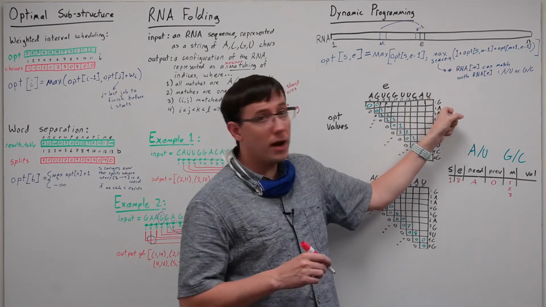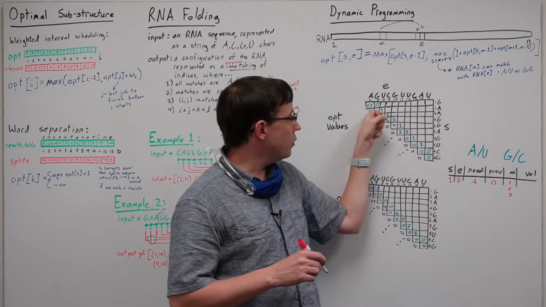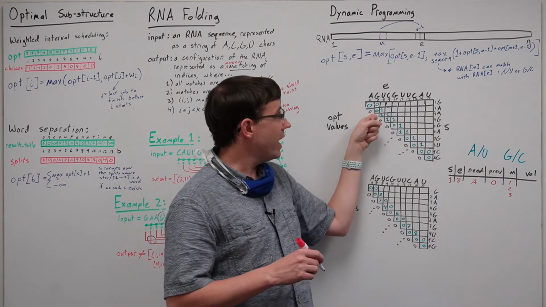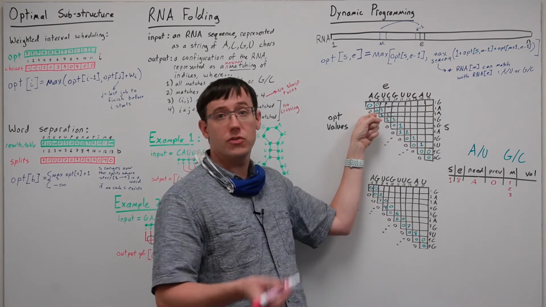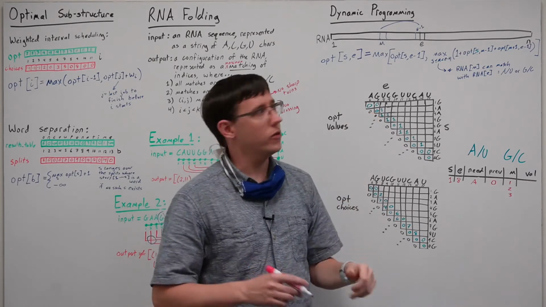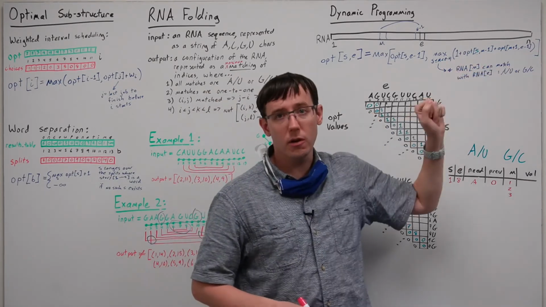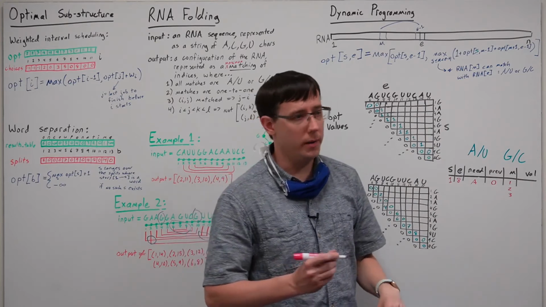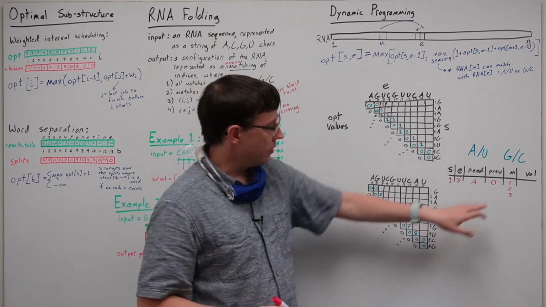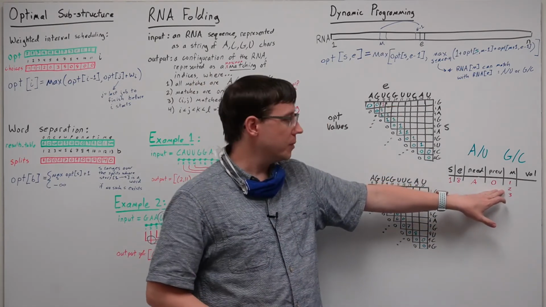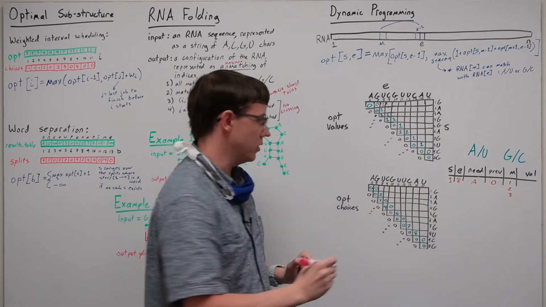So we can look up in our table the 2 to 7 subproblem, and that had an optimal value of 0. So in either case, we get 1 plus 0 for an optimal value of 1. And we'll just record the first one that gave us that optimal value, which is an m index of 2.